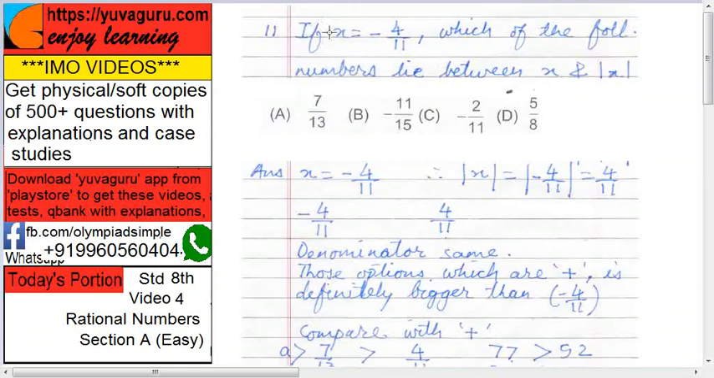If x equals to minus 4 by 11, which of the following numbers lie between x and mod of x? Now these are the four numbers: 7 by 13, minus 11 by 15, minus 2 by 11 and 5 by 8. First find x and mod x. x is this, so mod x means what? Mod means the plus of everything. Means if it is minus 4 by 11, the answer should be plus 4 by 11. So mod x is plus 4 by 11. Now the numbers we have to check which.